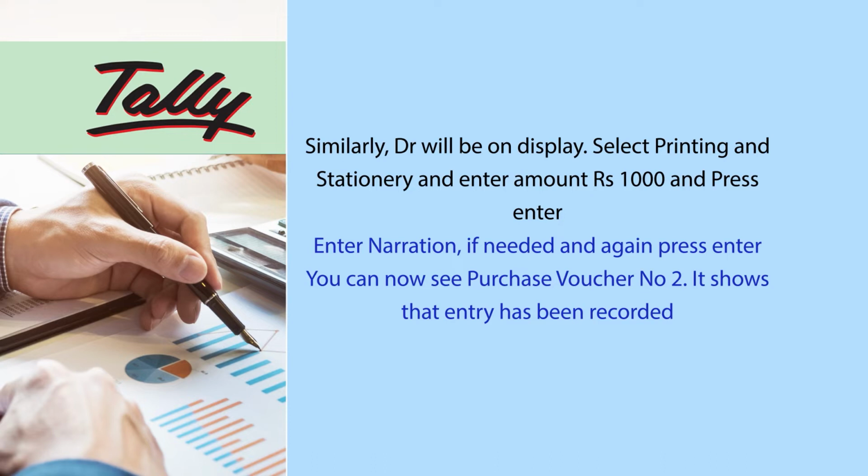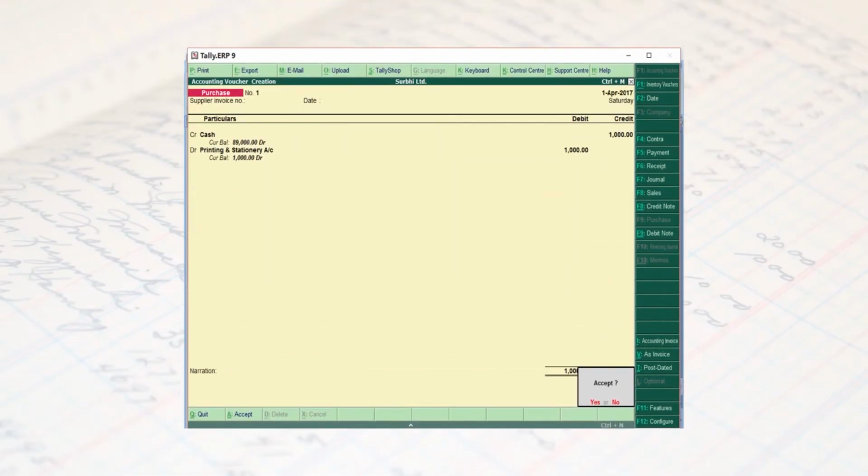As soon as your purchase voucher is created, it will show you purchase voucher number 2. Purchase voucher number 2 shows that your entry has been successfully recorded in the Tally ERP 9. On the screen, you can see the purchase voucher number 1. There is a particular credit cash. There is a printing and stationery debit and credit amount. There is date. Also, the current balance available of cash and printing and stationery is available. You can accept and voucher will be created.